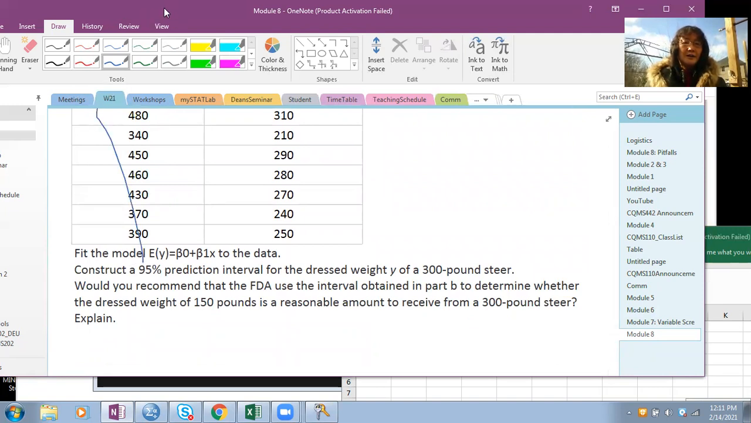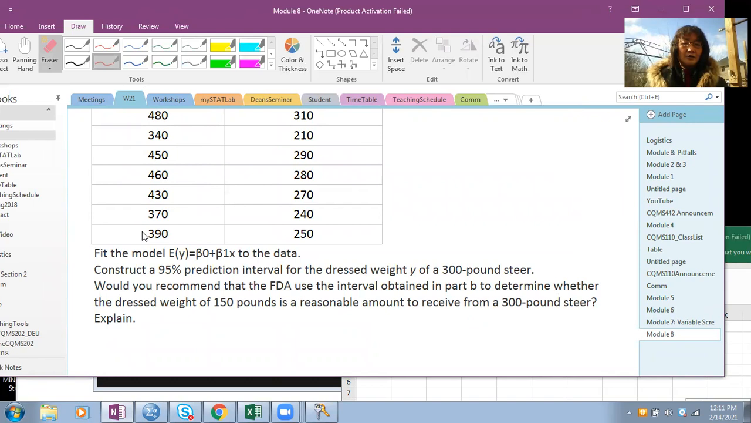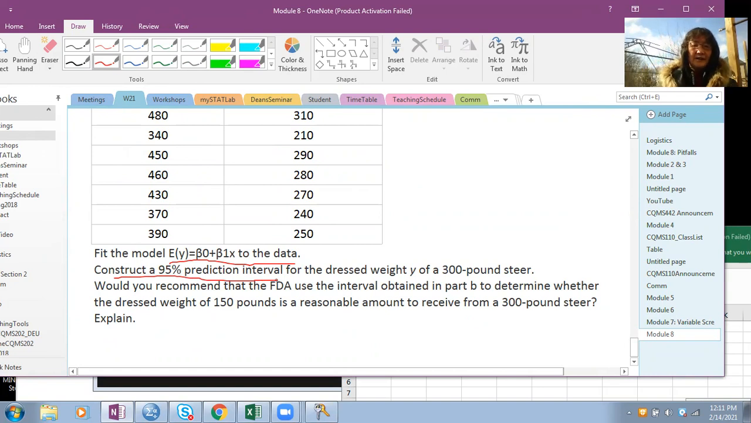Fit the model to the data. So you are given the raw data. How do you fit the model to the data? That is one question. And then construct a 95% prediction interval. And then answer the question whether 150 pounds is a reasonable amount to receive from 300 pound steel. Okay, so there are 3 questions. Let's answer question 1, fit the model to the data.